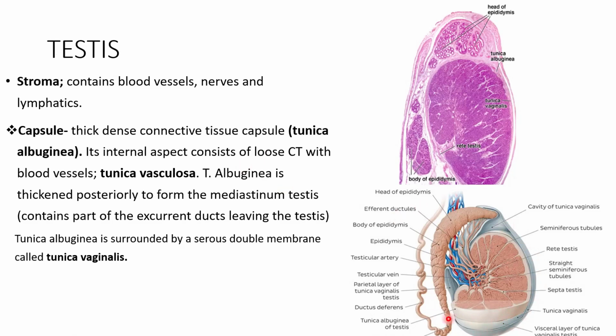Then on the posterior aspect, we'll have this tunica albuginea undergoing thickening. It will thicken to form the mediastinum of the testes. And in that mediastinum of the testes, we'll have the excurrent ducts that will come and form the rete testes. But we'll see that in a few minutes. So here, at this point, we'll have the thickening. This is the mediastinum of the testis. From the posterior aspect, they will thicken to form the rete testes. So this is the mediastinum of the testis here.